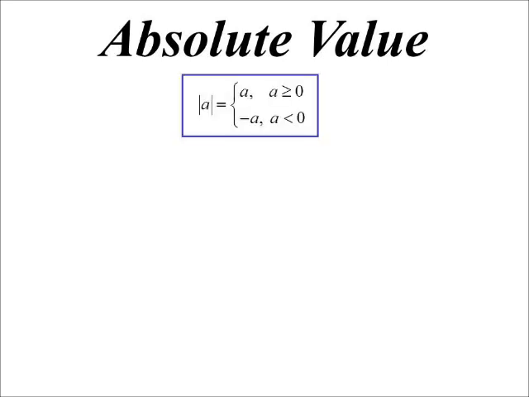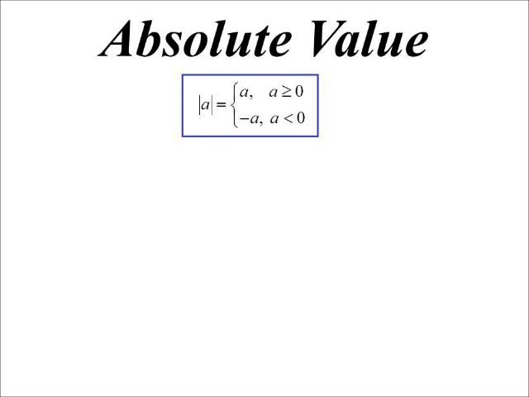The next feature we're going to look at is this idea of absolute value. The formal definition of absolute value is: the absolute value of a is a if a is greater than or equal to 0, but it's negative a if a is less than 0. So that's the formal definition of absolute value.